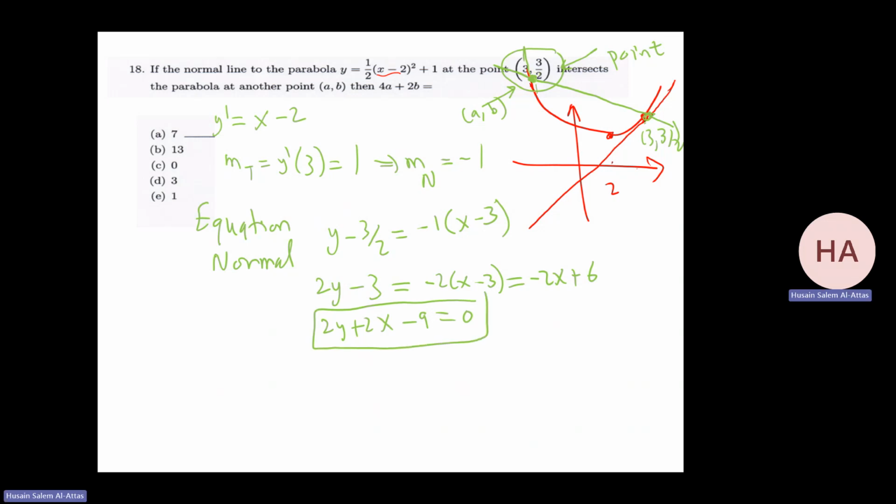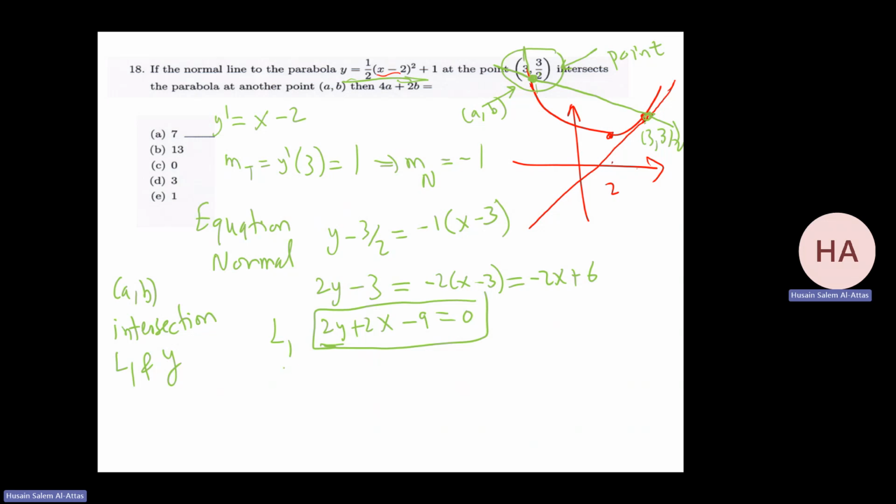This point is what? AB is the intersection between this line, call it L1, and the parabola. So I need to put these two equations together and then solve for x or solve for y. Okay, so I have y equal this. I can plug it here.